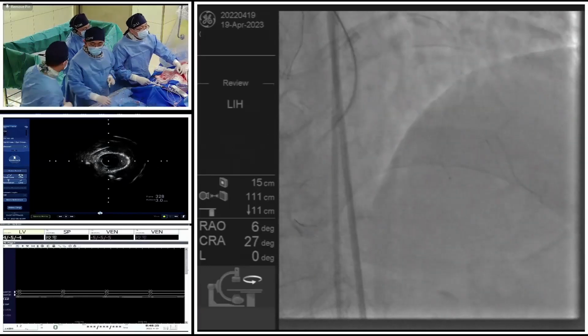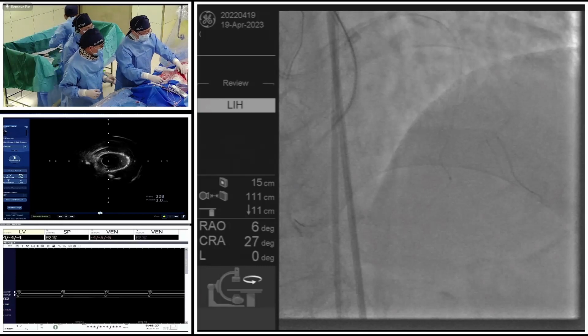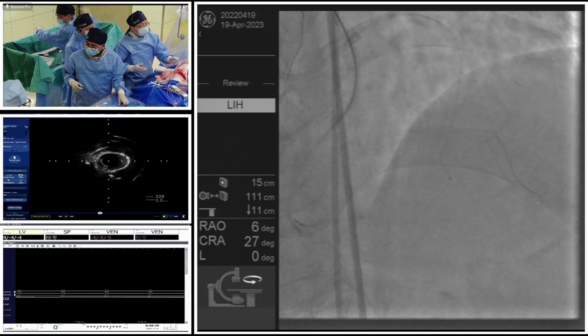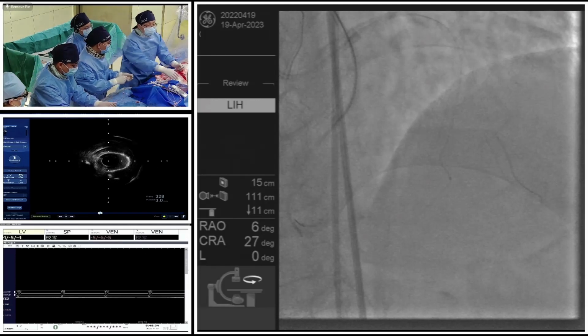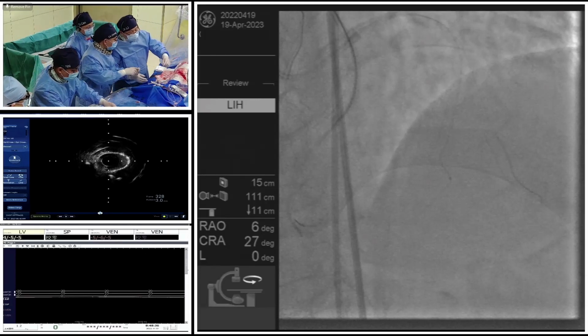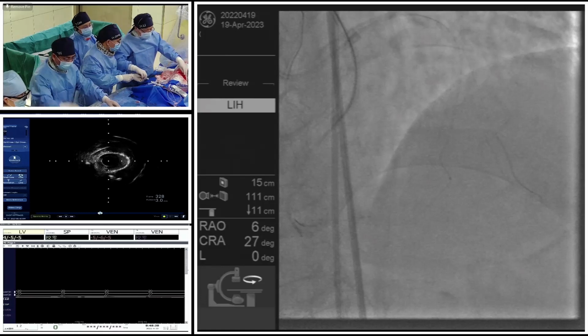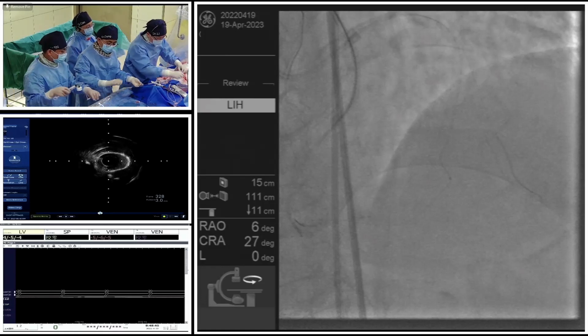Okay, so in such a condition, Dr. Chao, you could show the audience how to treat this kind of problem. Yeah. The wire crosses the septal collateral channel, but the microcatheter couldn't cross. Yes. So how to treat?